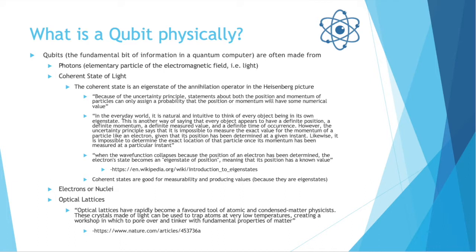You have something called the uncertainty principle, which says with things like particles, you cannot know both the momentum and position of a particle at the same time. You can only know one or the other. So because of this, statements about both the position and momentum of particles can only assign a probability that the position or momentum will have some numerical value. So you look at both things and you assign a probability to each. Remember that concept because that comes back later.